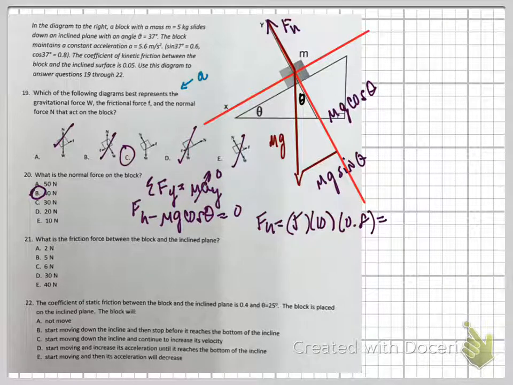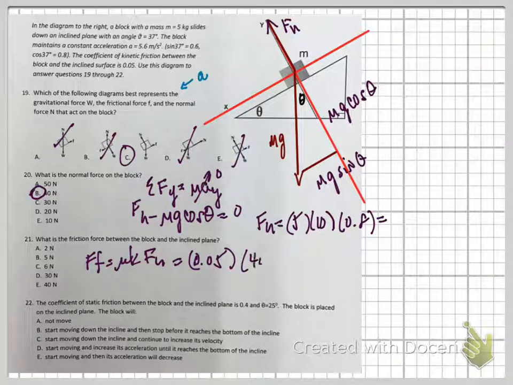Number 21, what's the friction force between the block and the inclined plane? So we have friction force equals mu k Fn. And we know mu k in this case is 0.05, and Fn from the last one was 40. So 40 times 0.05, we're coming up with 2 newtons.